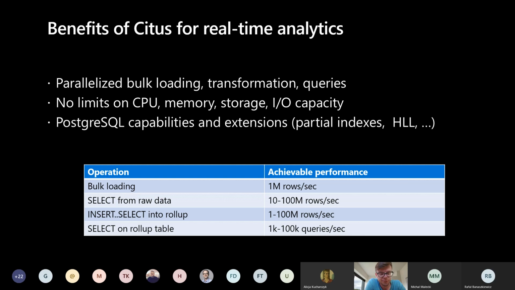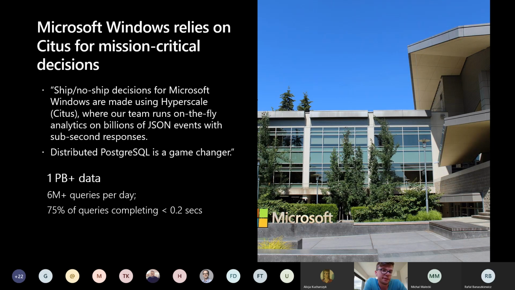that help you deal with large amounts of data, such as partial indexes. And there are extensions like HLL, HyperLogLog, which help you do approximations of certain very heavy computations like count distinct. If you combine all those things, then Citus is probably one of the best systems for this particular use case. And that's also why one of the biggest users of Citus, at least in terms of the size of the cluster, is actually the Windows team at Microsoft.